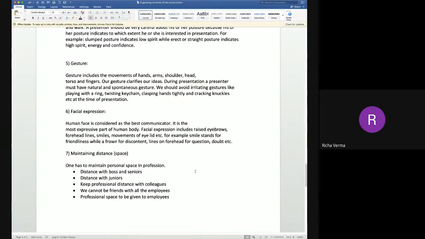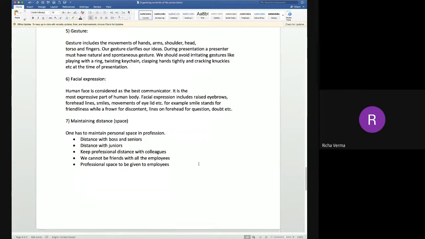Facial expressions. The human face is considered the best communicator. Your eyes are considered the best communicator. That is how you communicate through your eyes, through your smiles. So that should be proper. Your facial expression should match the content or the topic which you are speaking. ऐसा नहीं है कि आप कुछ बोल रहे हैं और कुछ और expression दे रहे हैं, कुछ और लोगों को समझ में आ रहा है. So it has to match with your expression.